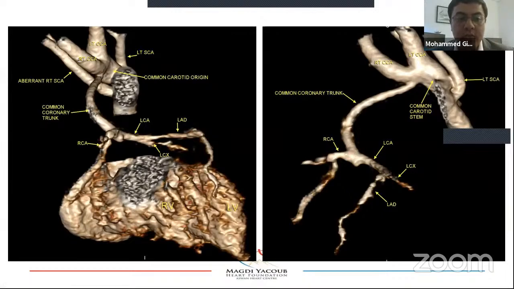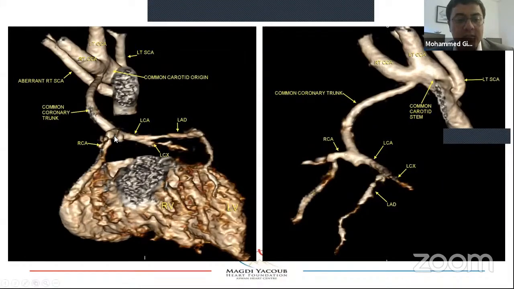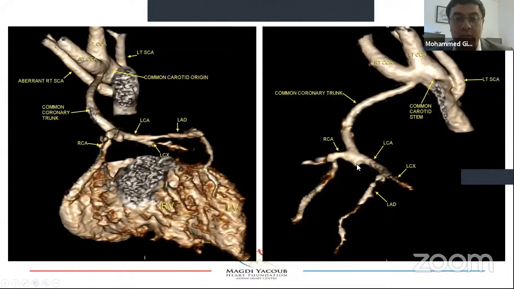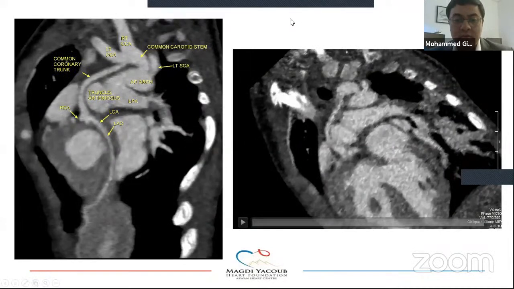The common coronary trunk arises from the distal segment of the common carotid stem, like this, and ends here supplying the left main artery, LAD, LCX, and RCA. In this reconstructed image, the common coronary trunk is supplying the coronary arteries, and there is no coronary arterial supply from the truncal root. This is the only supply of the coronary arteries.